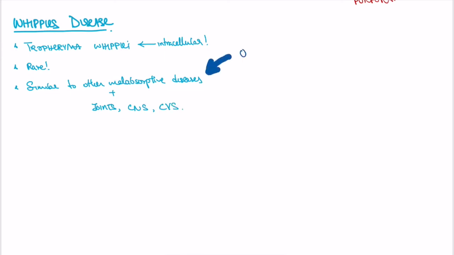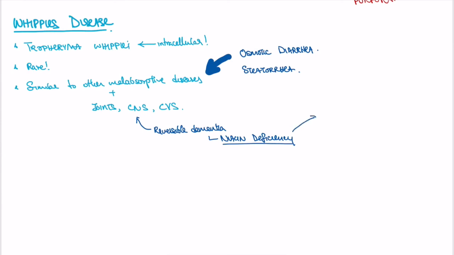So with malabsorption, you would get osmotic diarrhea, which is responsive to fasting, and steatorrhea. When the CNS is involved, they exhibit dementia-like signs. This reversible dementia is caused by niacin deficiency. Remember, niacin deficiency is manifested as the 3 Ds: diarrhea, dermatitis, and dementia. So look out for any of these.